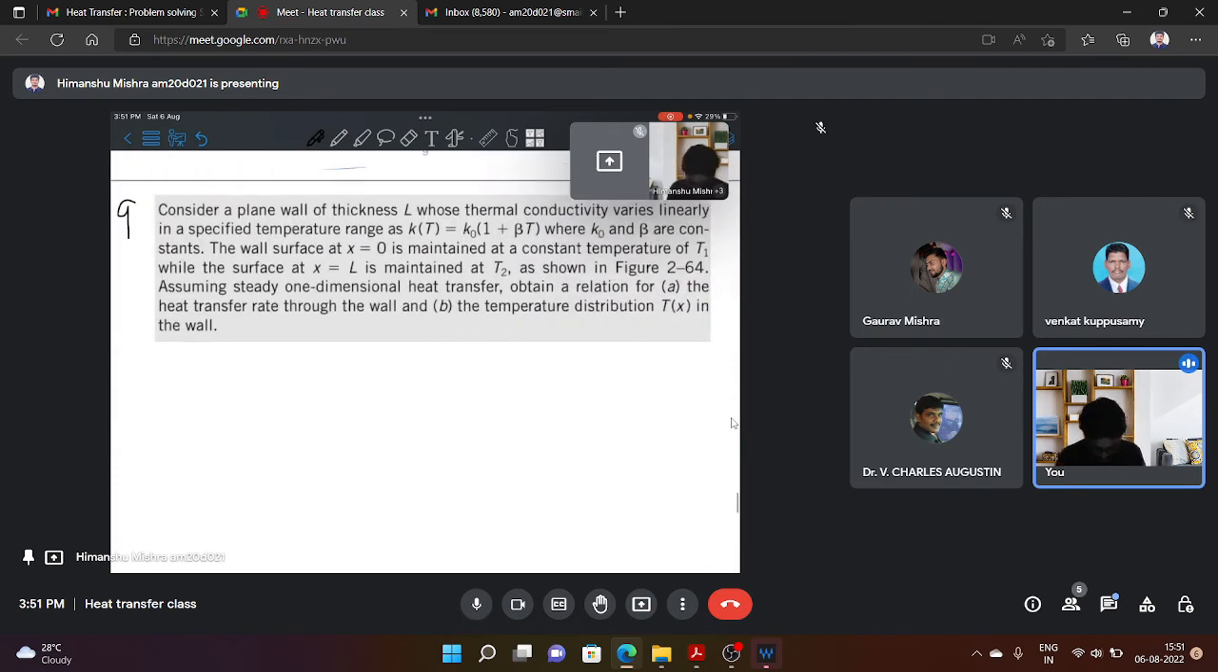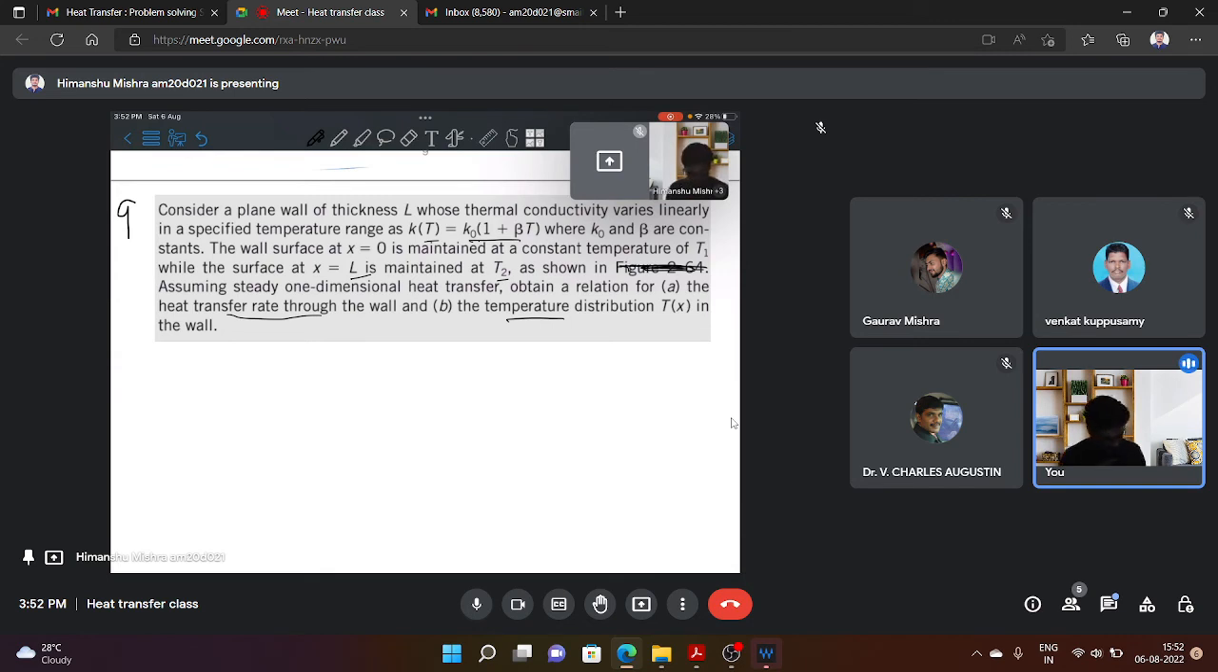So consider a plane wall of thickness L whose thermal conductivity varies linearly in a specified temperature range, which can be defined like this, where K0 and beta are constants. The wall surface at x equals 0 is maintained at constant temperature T1. At L it is maintained at T2. Assuming steady one-dimensional heat transfer, obtain a relation for the heat transfer rate through the wall and the temperature distribution.